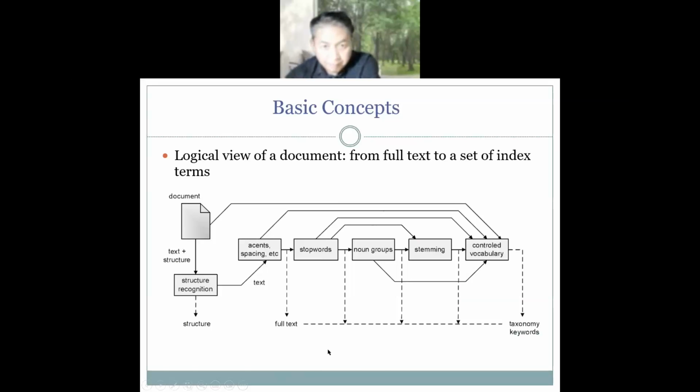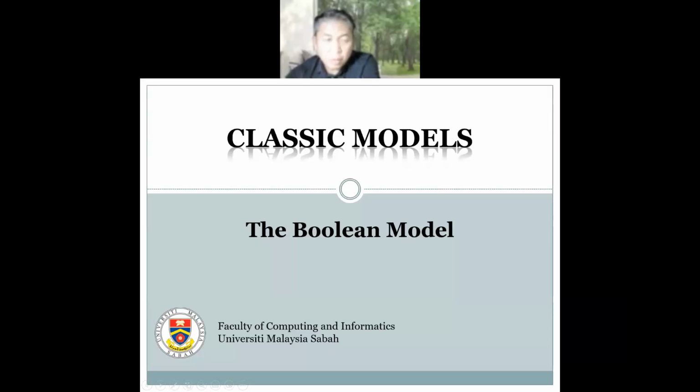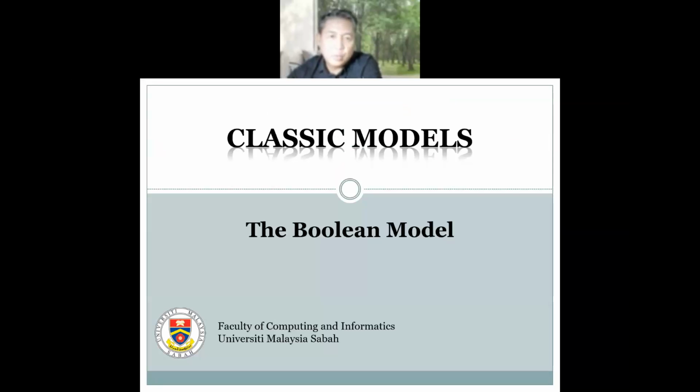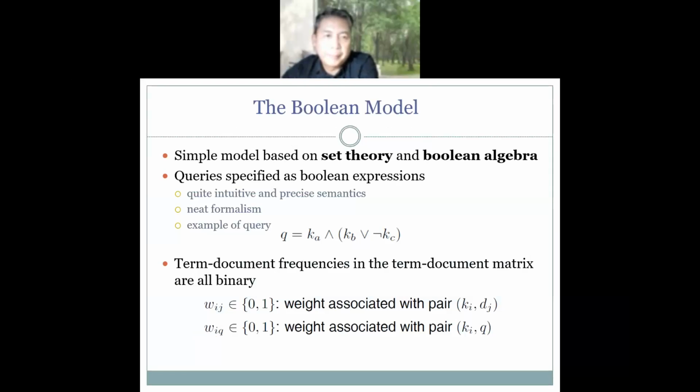Okay. Now, since we have this understanding that we could use a term document matrix in order to represent them, the first model uses what we call the Boolean, which refers to the value of 0 and 1, or true and false, or on and off. Because the system only knows the binary values. So true and false, or on and off, or 0 and 1.